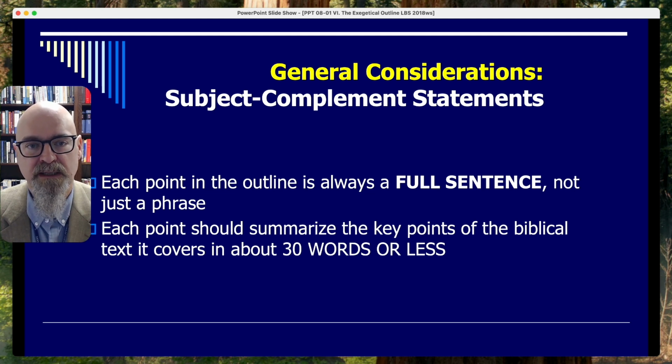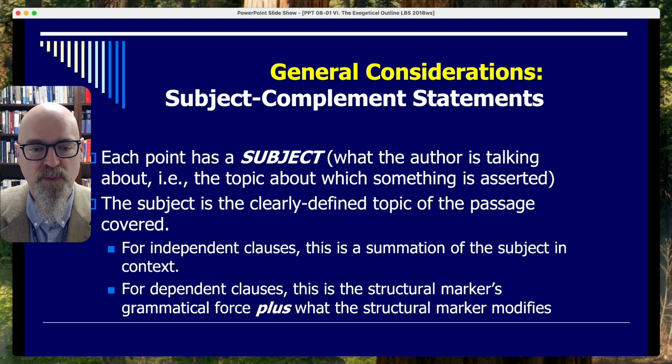Every point in the outline must be a full sentence. It does not matter if it's a Roman numeral, a letter A, a number one, what have you, they all must be full sentences. And they need to be about 30 words or less in order to summarize the key points of the text. That's a bit arbitrary. We could go for more, we could go for less, but the point is you have to make some decisions in order to summarize and synthesize. So this is where we try to balance the details of the passage with the summation that we're going to do as we move forward. So keep these in mind as you move forward.